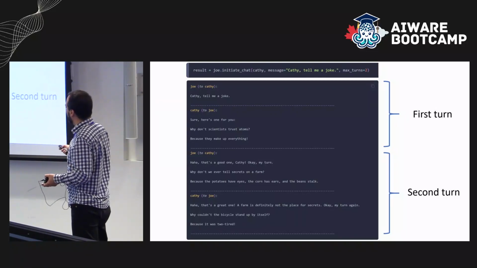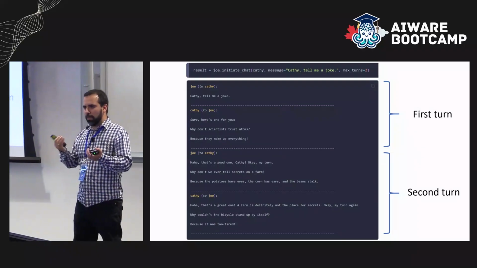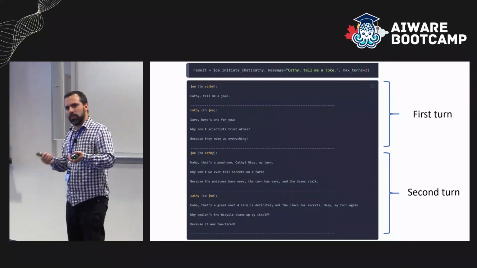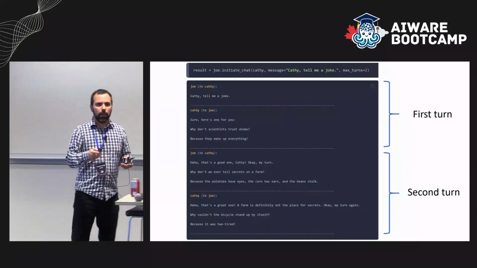So Kathy, tell me a joke. "Sure, here's one for you, blah, blah, blah." So they start talking, right? Hopefully you can see now how it's starting to become an agentic thing where agents are bouncing off each other. You had a question?